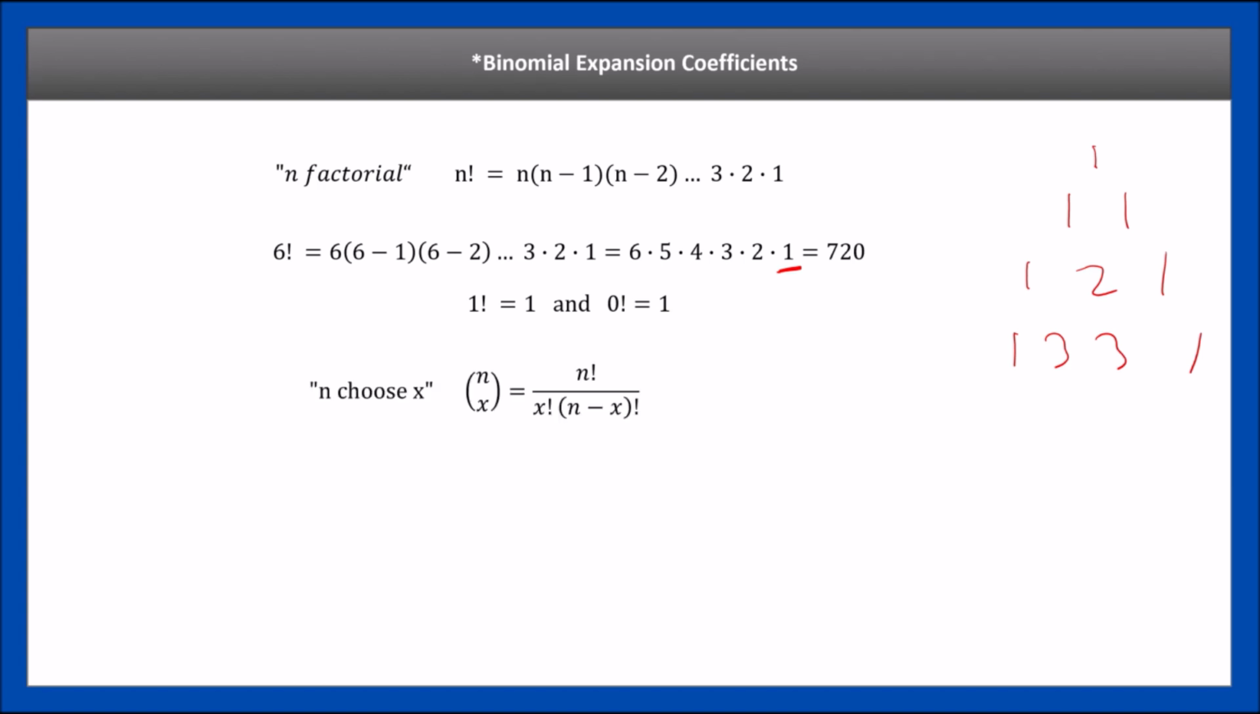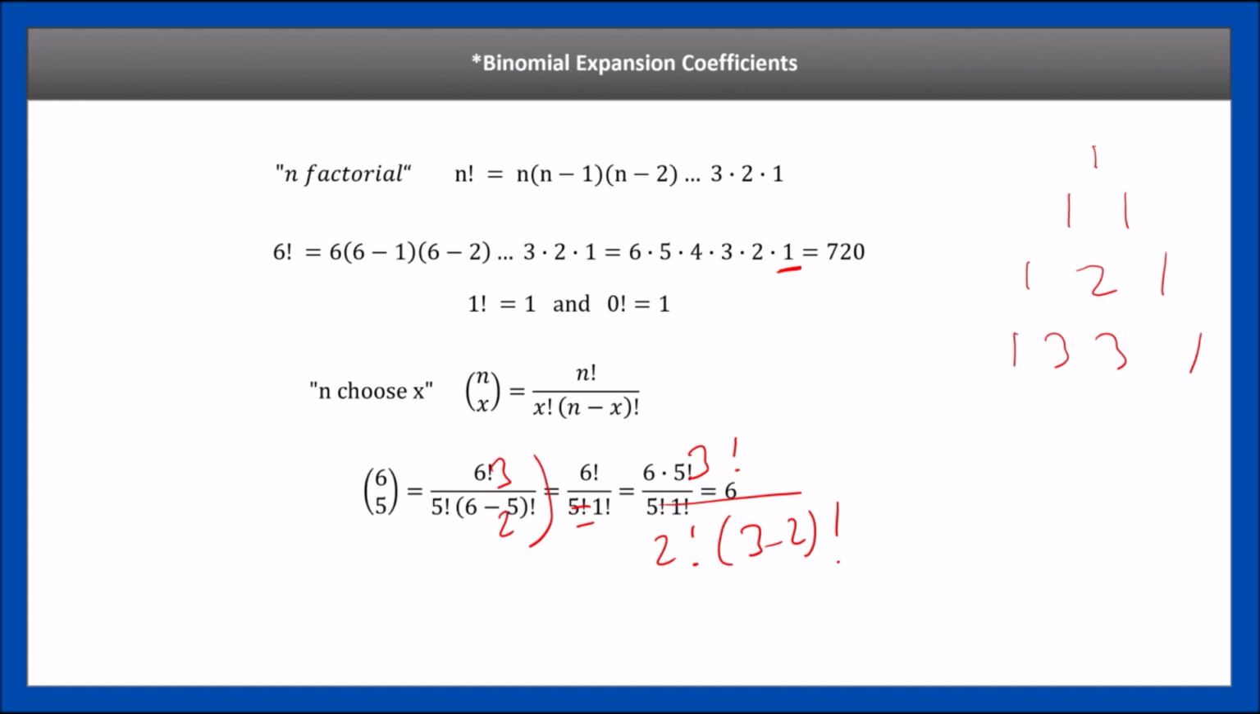All right, here we go. And we got another formula, which is known as n choose x, otherwise known as a combination, okay? So n choose x is n factorial over x factorial times n minus x factorial. So for example, if I had 3 choose 2, this is 3 factorial over 2 factorial times 3 minus 2 factorial, all right? So here's another example right here. So if I had 6 choose 5, we have 6 factorial over 5 factorial times 6 minus 5 factorial.